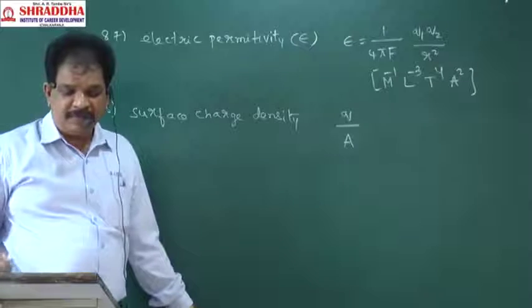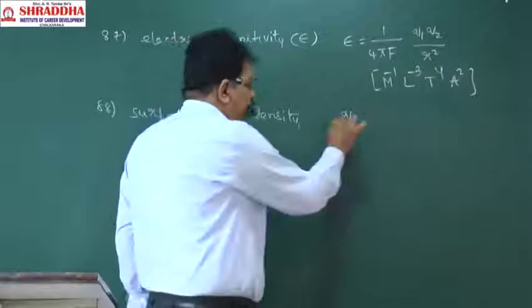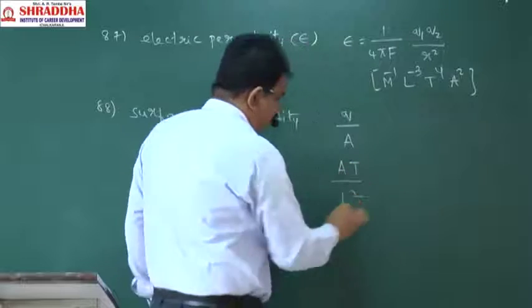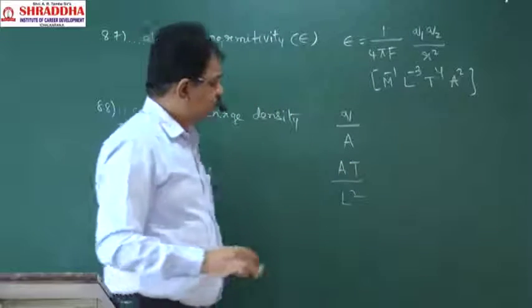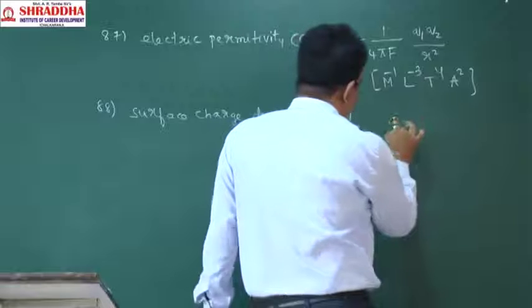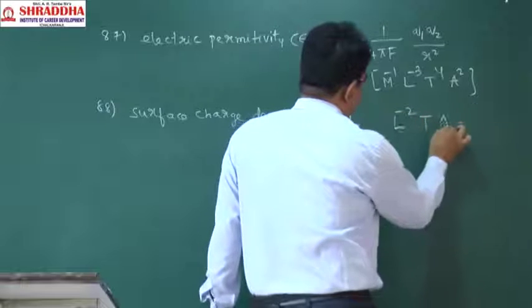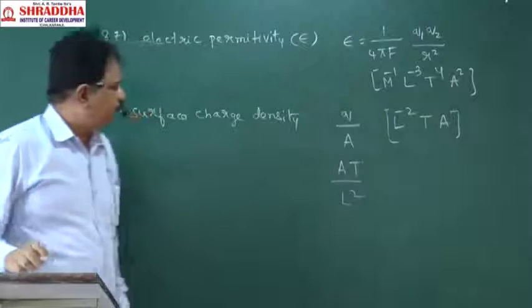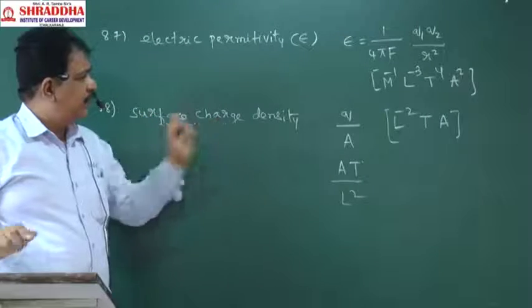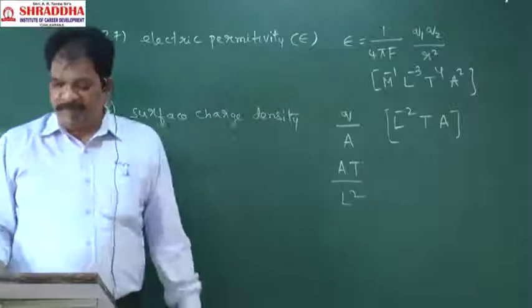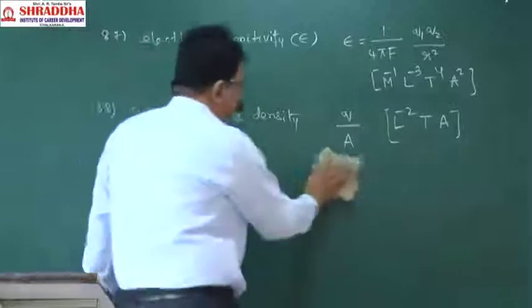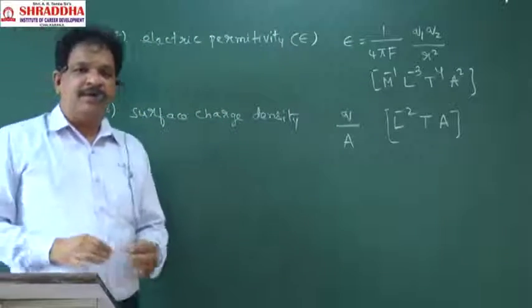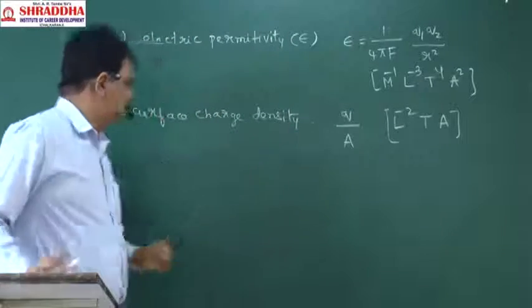So how much will we get here? Charge will be AT. Area will be L square. So this is L power minus 2 T A. This is the dimensional formula for surface charge density. Surface charge density is equal to Q by A, and that will be L power minus 2 T A.